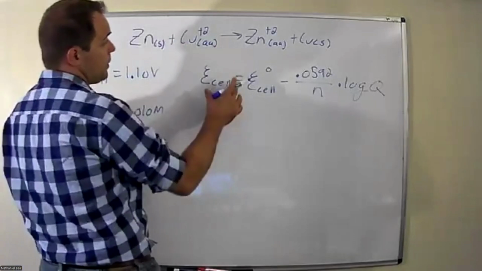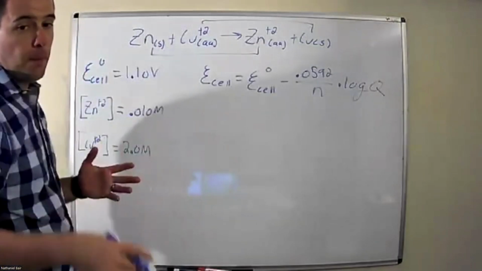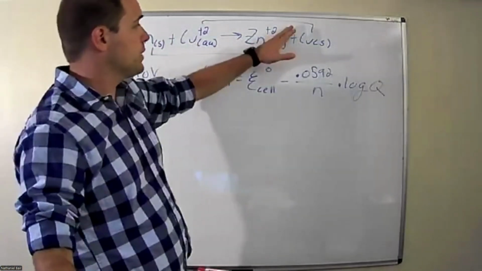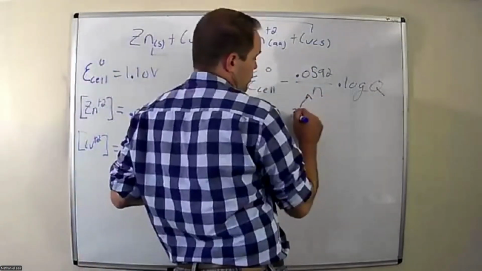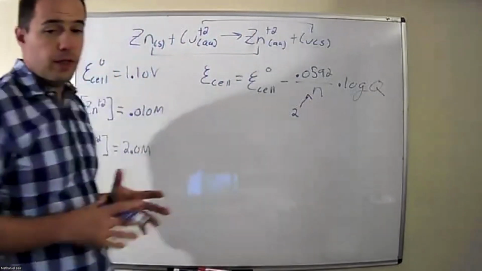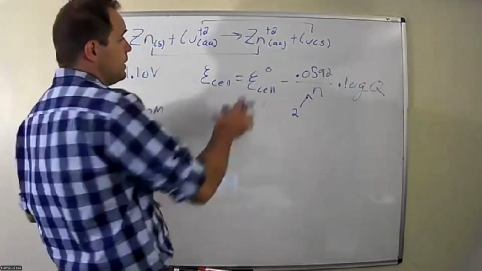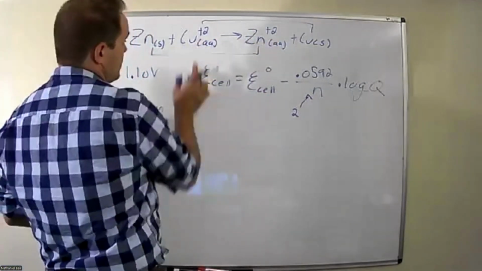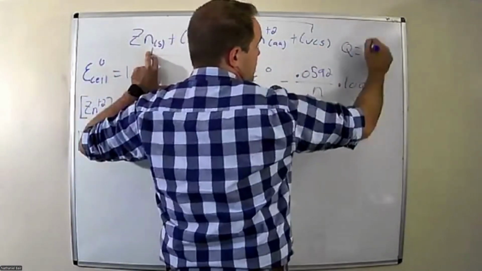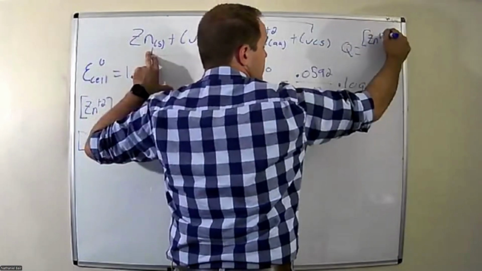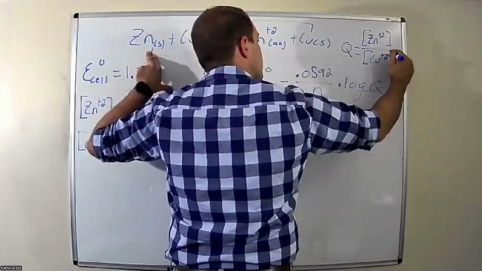We could break this up into the 2 half reactions if we had to, but if you look at it, it's 2 electrons. Zinc goes to zinc ion plus 2 electrons. Copper ion plus 2 electrons goes to copper. My n value is 2. And now we need to solve for the reaction quotient Q. We need to write a mass action expression. So that's going to be the zinc concentration over the copper concentration. Remember, solids don't go into the mass action expression. So my mass action expression is the zinc ions over the copper ions. Just like that.